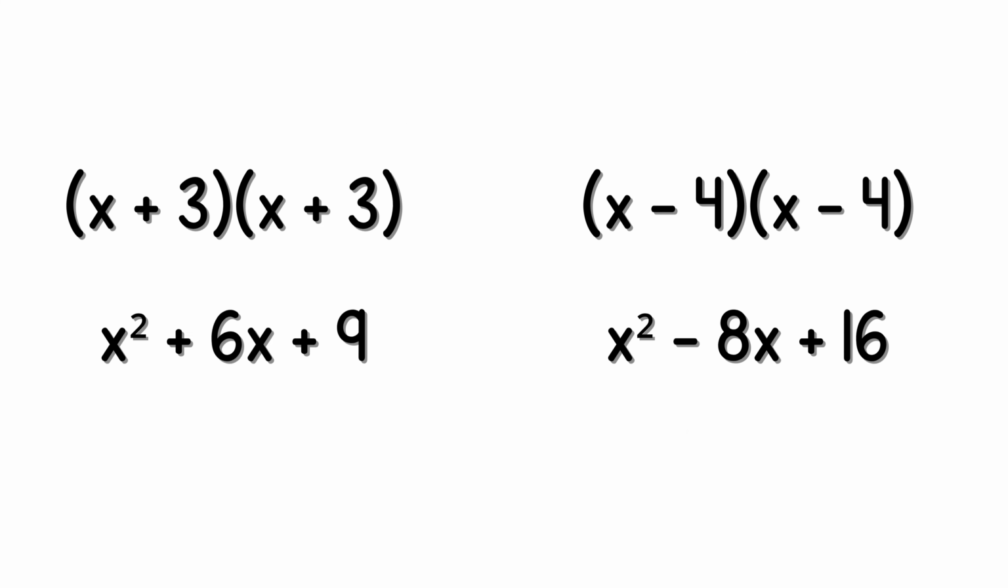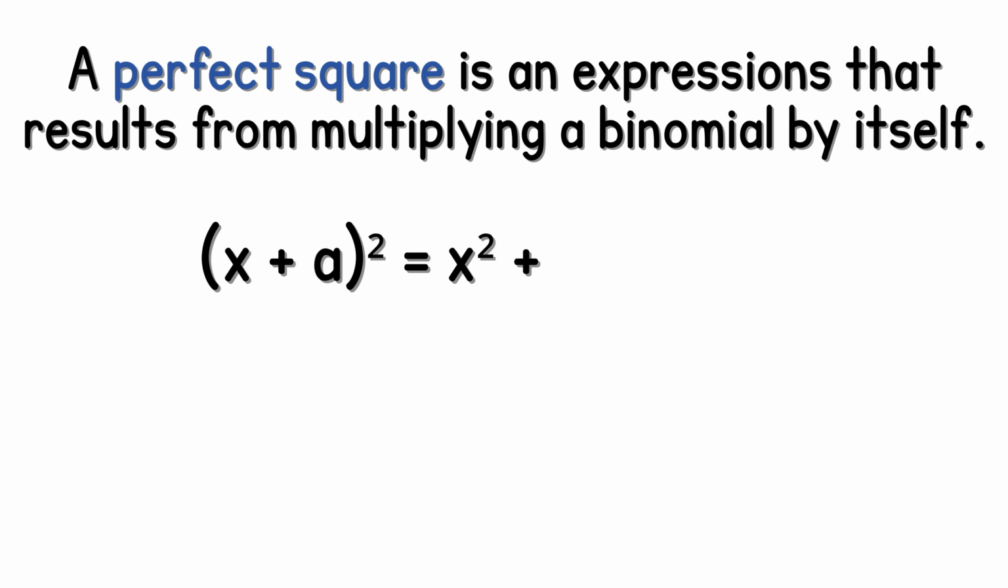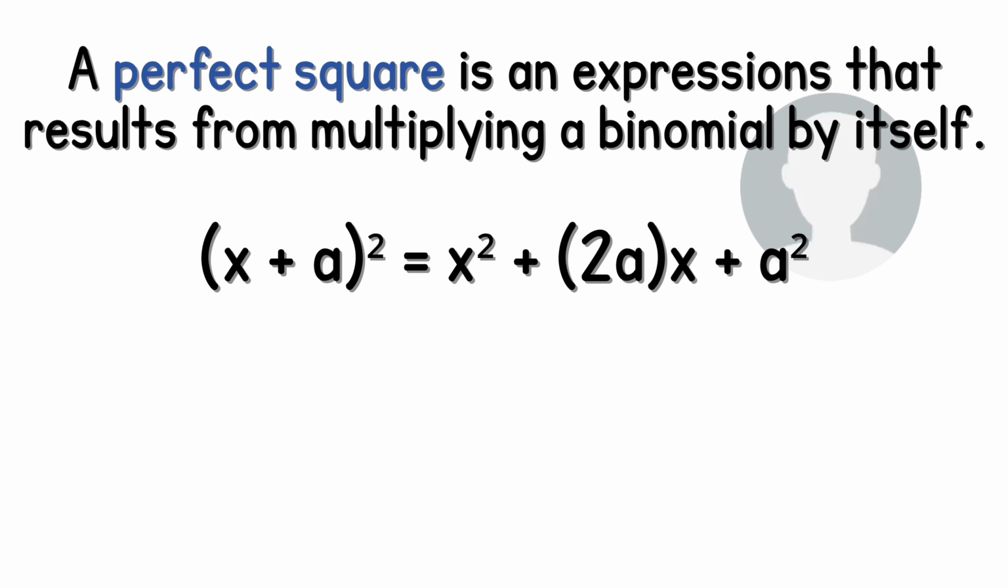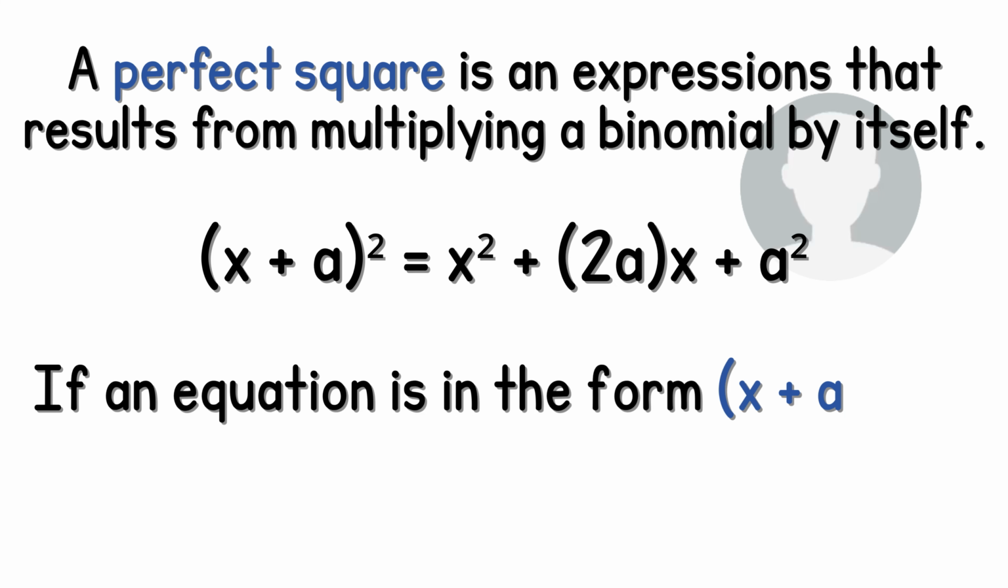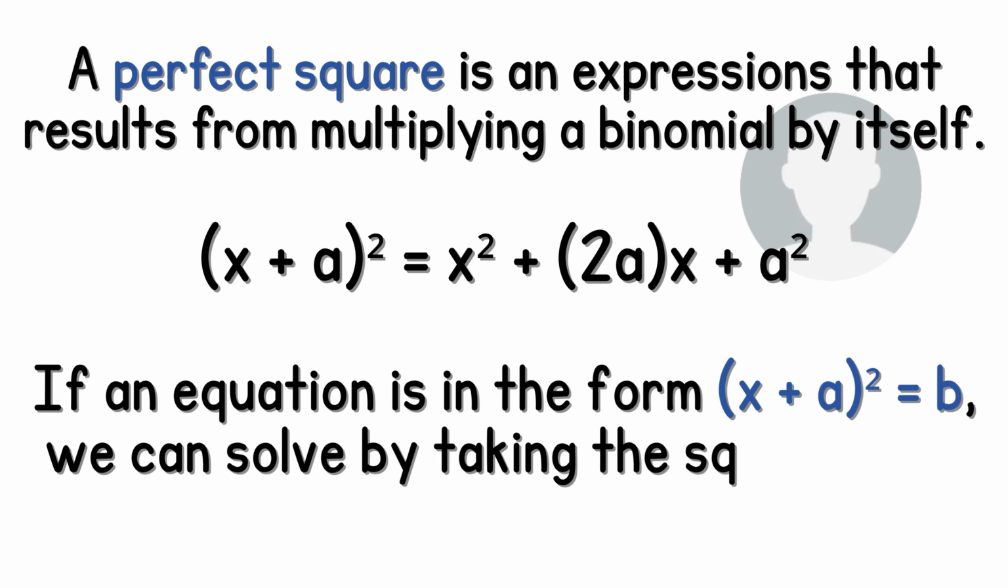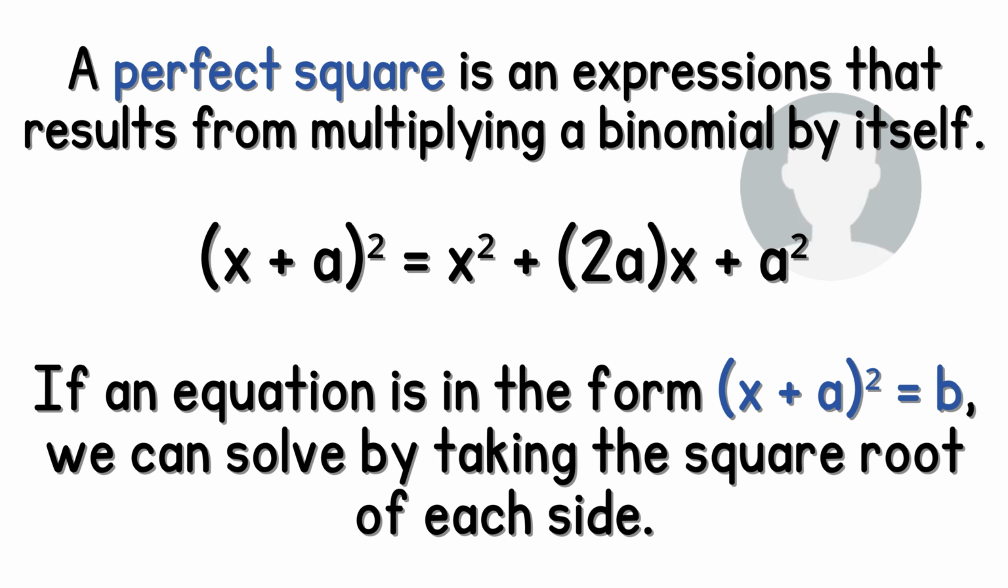So if we look at both of the expressions that we multiplied and then the answers that we got, we can see that the middle term comes from multiplying our factor by 2, and the constant comes from squaring that factor. So in general, we can write that x plus a squared is equal to x squared plus 2 times ax, and then we'll add a squared to the end. If an equation is in the form x plus a squared equals b, we can solve by taking the square root of each side, so we'll keep that in mind.